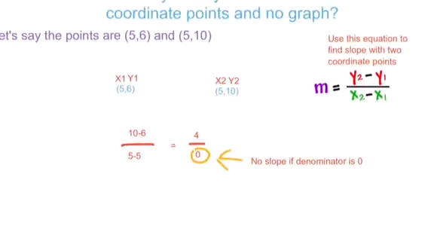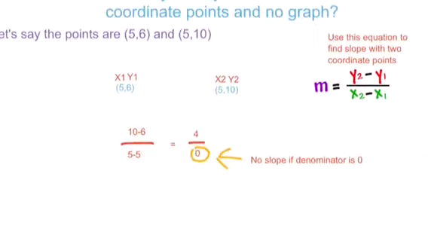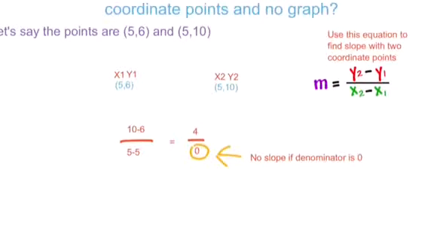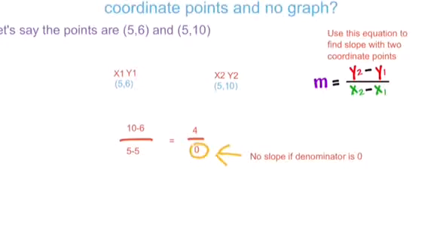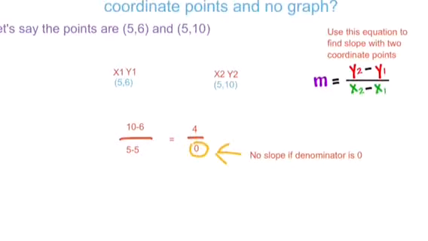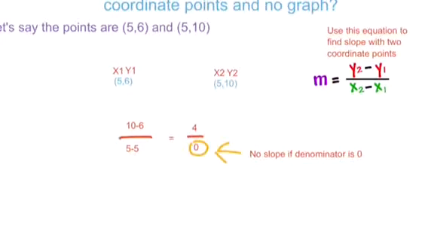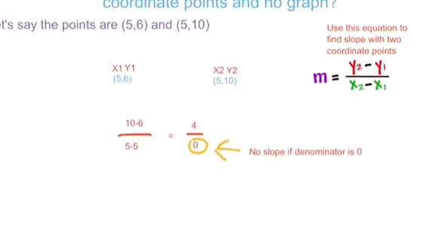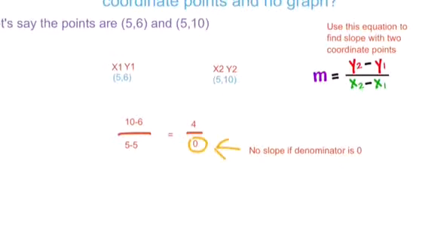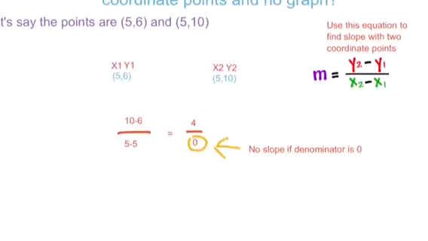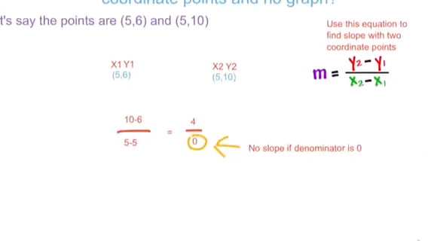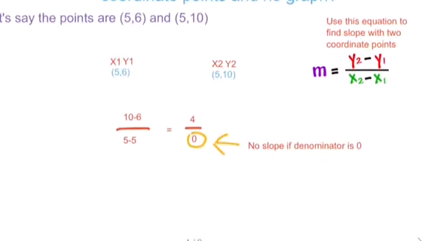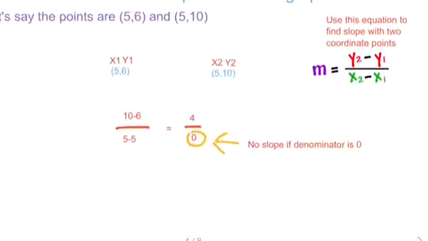So what you do is you do y2 minus y1 like it says in the formula. So you would do 10 minus 6 over x2 minus x1, so it would be 5 minus 5. Notice that when you get the slope, it's 4 over 0. The denominator can't be 0 when you have a slope. It has to be any number, positive or negative, but it can't be 0. So in this case, there is no slope to the coordinate points (5, 10) and (5, 6).